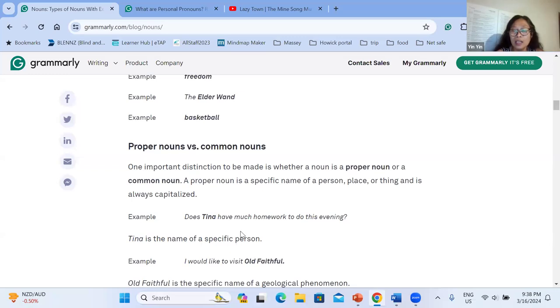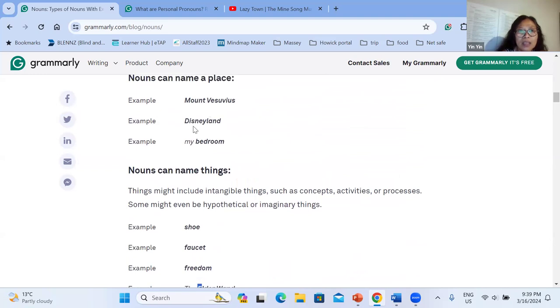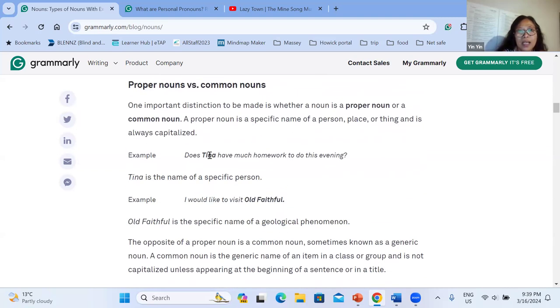Proper nouns are names. Albert Einstein is a proper noun. Disneyland is a name, so it is capitalized. Tina is a name, right? Proper nouns always take a capital letter in a sentence. Does Tina have much homework to do this evening? Tina is a name, so Tina is written with a capital T. Tina is the name of a specific person.